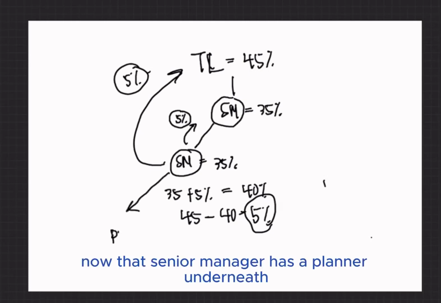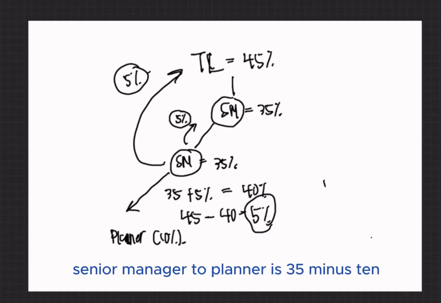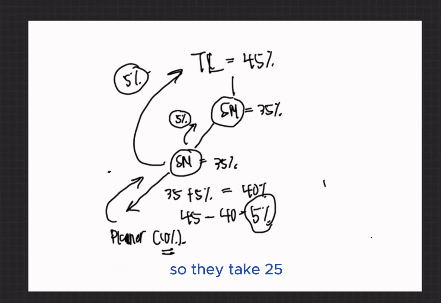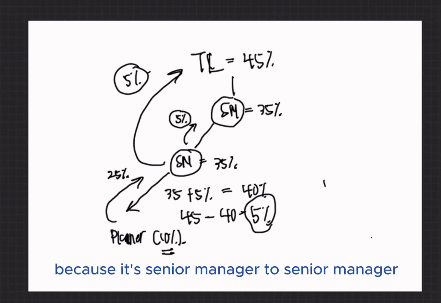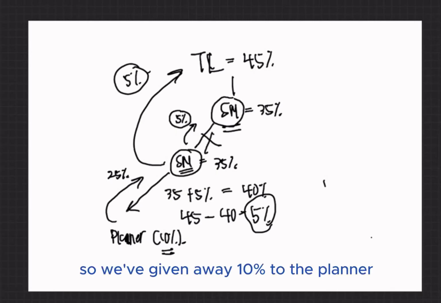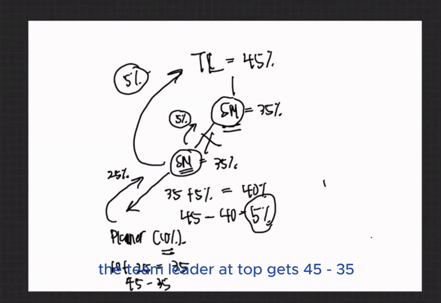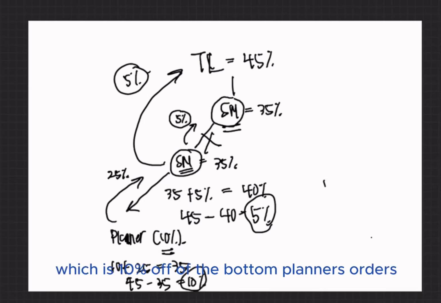Now, that senior manager has a planner underneath. That planner takes 10. Senior manager to planner is 35 minus 10, so they take 25. The senior manager on the very top doesn't take anything because senior manager to senior manager has been cut off, right? So we've given away 10% to the planner, 25% to his senior manager, which is 35. The team leader at top gets 45 minus 35, which is 10% off of the bottom planner's orders.